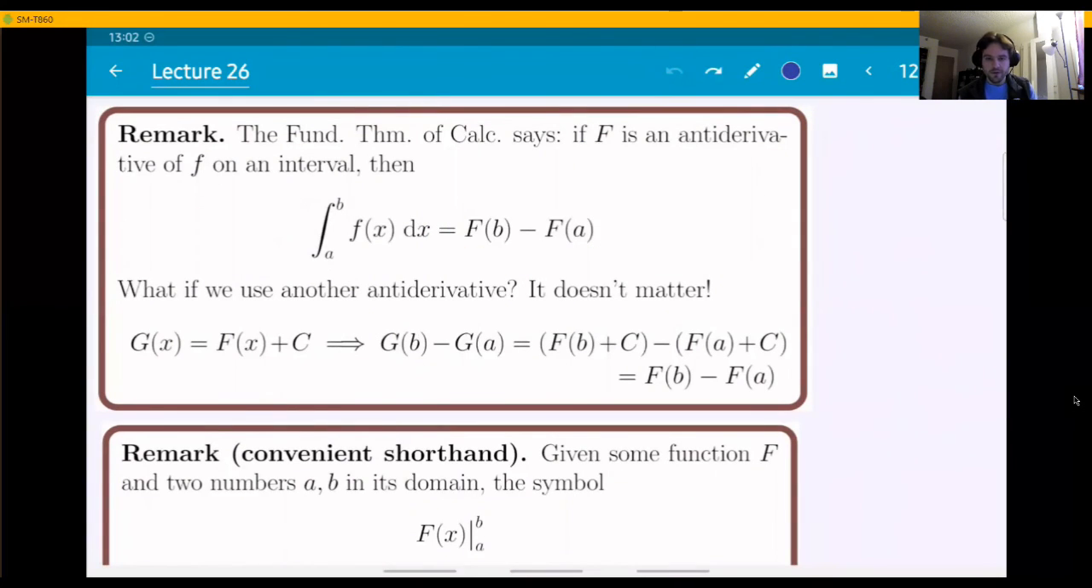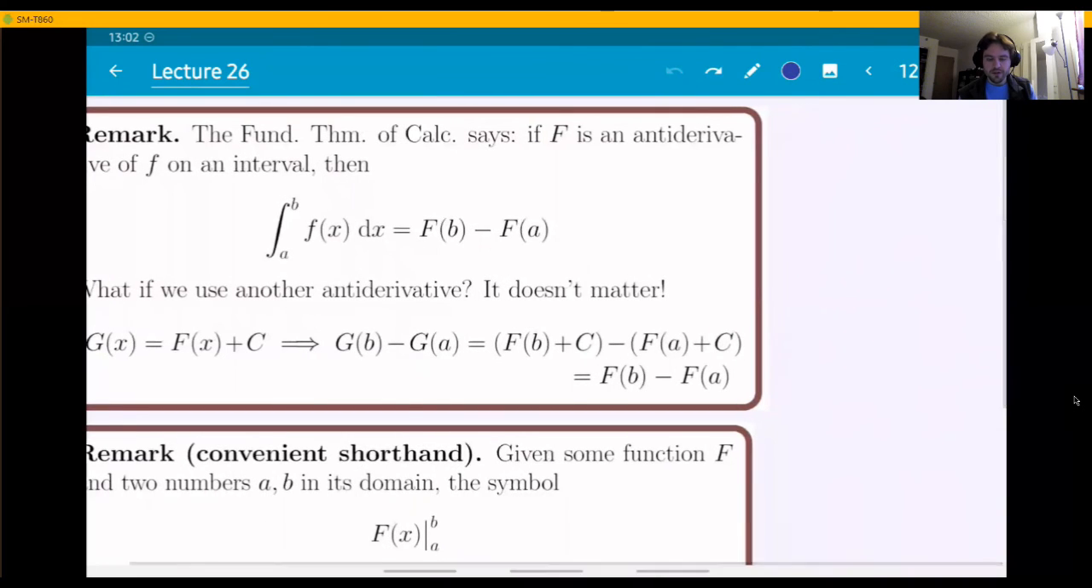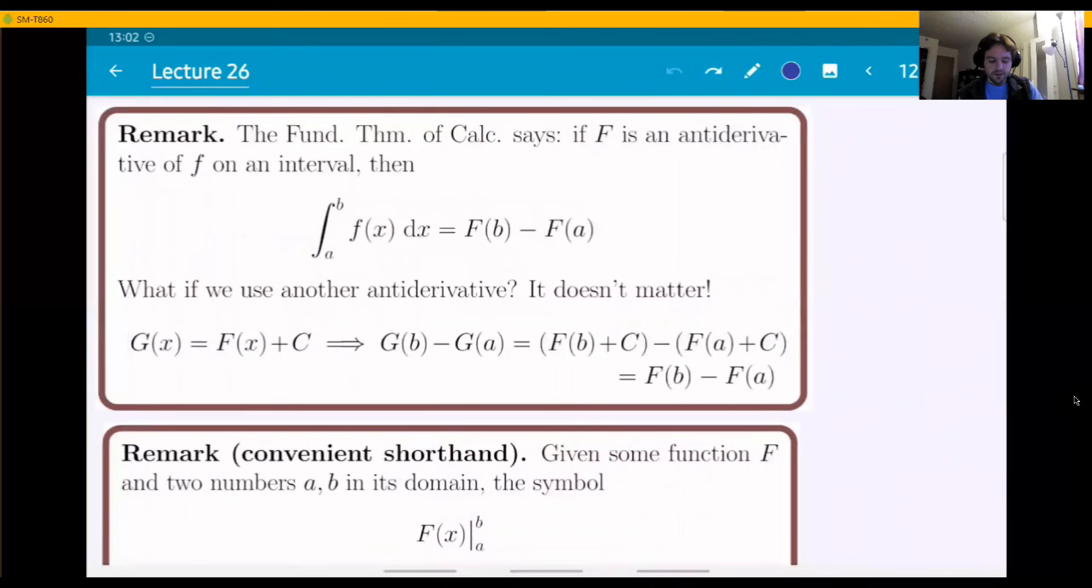But we discussed before, remember that when you have functions on an interval, the family of antiderivatives of some little f, they differ by constants. There is not just one antiderivative of the function little f. There are many others. So what happens if you, instead of using this big F, you use some other one, which is big F plus c? What happens if you use that antiderivative?